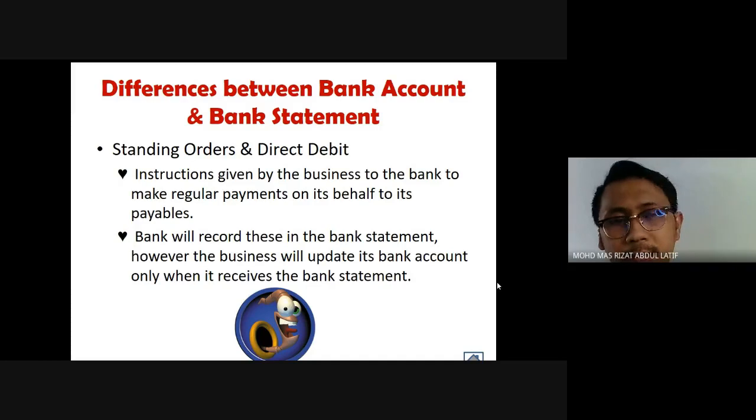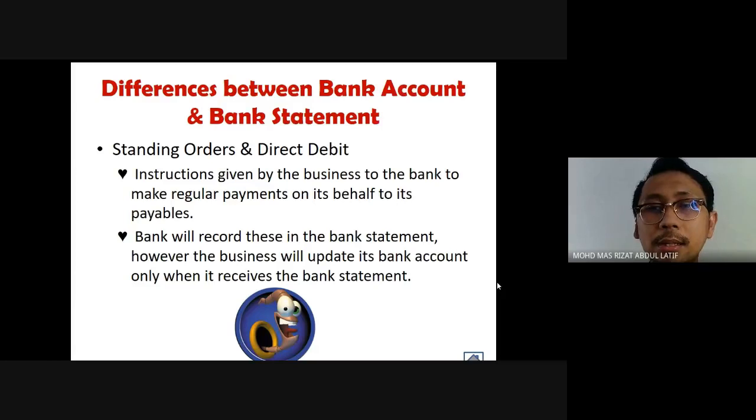So berbeza sedikit antara standing order dan direct debit adalah direct debit arahan penolakan amount datang daripada payable. But for standing order, arahan penolakan amount itu datang daripada pemegang account tersebut, which is the business. Kita sendiri yang arahkan bank, okay, tolak sedikit amount daripada kita punya accounts untuk bayar Astro, for example, ataupun untuk bayar telco, TM, Unify ke, nak bayar TNB ke, atau AI ke, whatsoever. Kita yang arahkan bank. So bank akan buatkan. So setiap bulan bank akan consistently tolak.